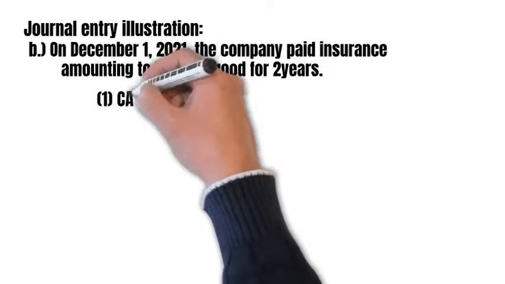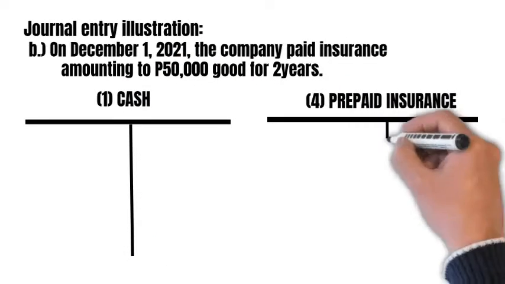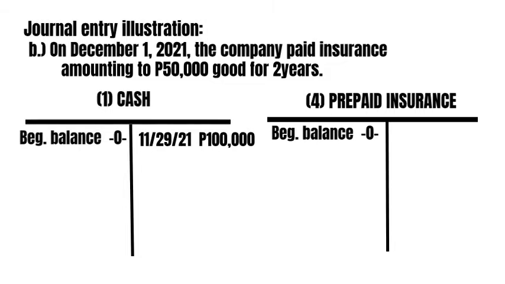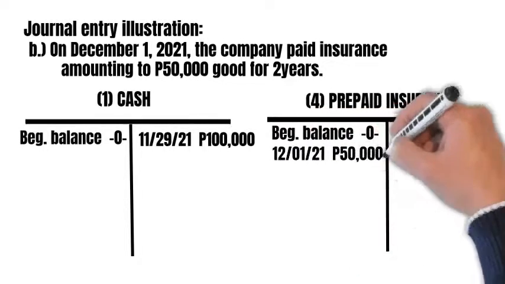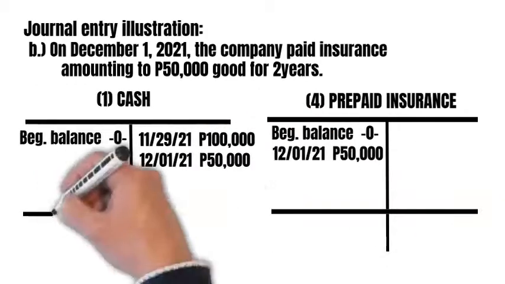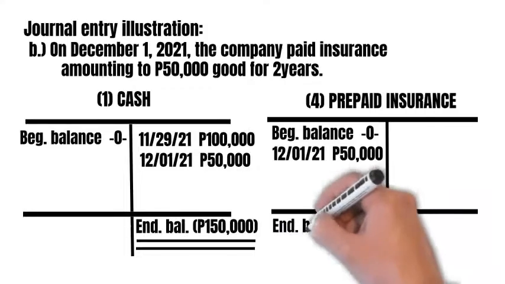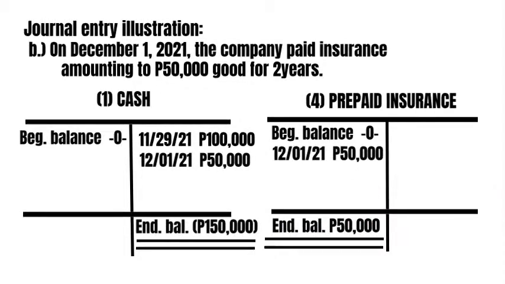Cash. Prepaid insurance. Beginning balances. Debit prepaid insurance 50,000 pesos. Credit cash 50,000 pesos. Cash ending balance negative 150,000 pesos. Prepaid insurance ending balance 50,000 pesos.